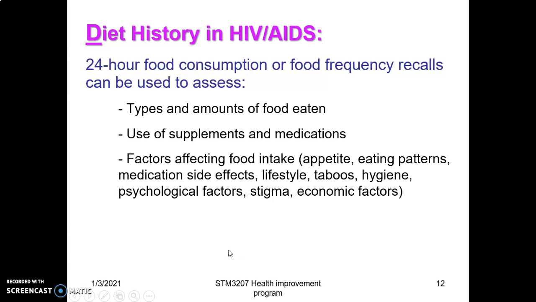Alright. So for diet history, we use the 24-hour food consumption or food frequency records to look at the types and amounts of food eaten, use of supplements and medication, and look at factors affecting their food intake. It's either they have reduced appetite, different eating patterns, medication side effects, lifestyles, taboos, hygiene, psychological factors, stigma, or economic factors.